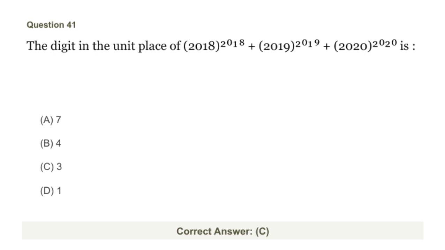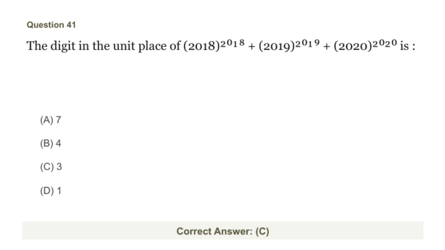Now, raising these to large powers can seem complicated, but remember, the units digit pattern often repeats in cycles. For example, the units digit of 8 raised to any power follows a cycle of 8, 4, 2, 6, and then repeats. So to find the units digit of 8 raised to 2018, we just need to see where 2018 falls in this cycle. Similarly, for 9, the units digit pattern alternates between 9 and 1, depending on whether the exponent is odd or even. Since 2019 is odd, 9 raised to an odd power ends with 9. For 0, any power will always end with 0.